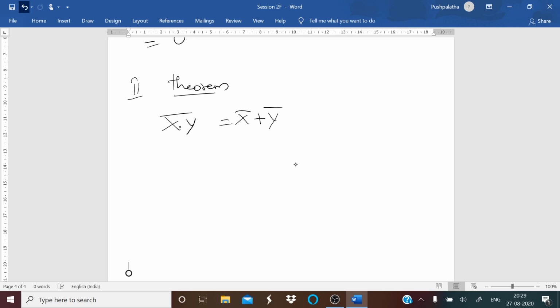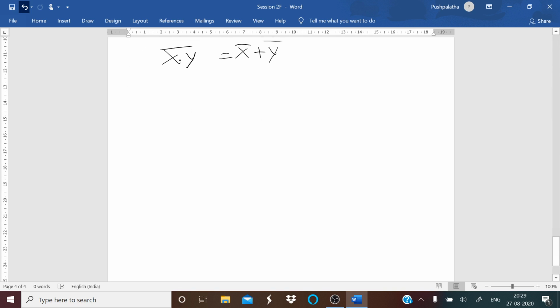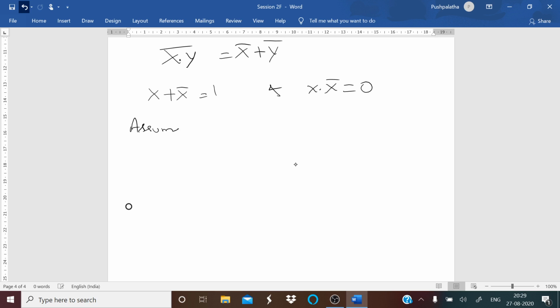Here again, we will be using the complementary laws. So what does the complementary law state? x plus x bar is equal to 1 and x into x bar is equal to 0. Now let us assume that p is equal to x into y. In the previous we had assumed p is x plus y. Here we are assuming p is x into y. So then what will p bar be? x into y the whole bar. Right? So again this is nothing but x bar plus y bar. It can be written as x bar plus y bar.